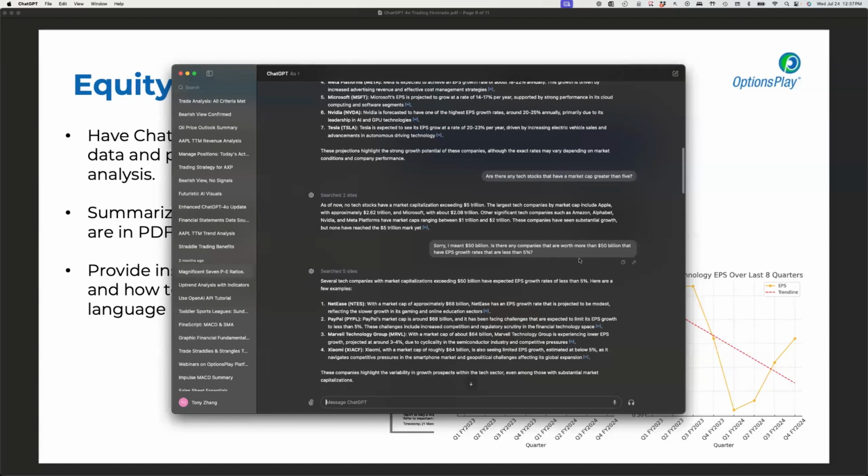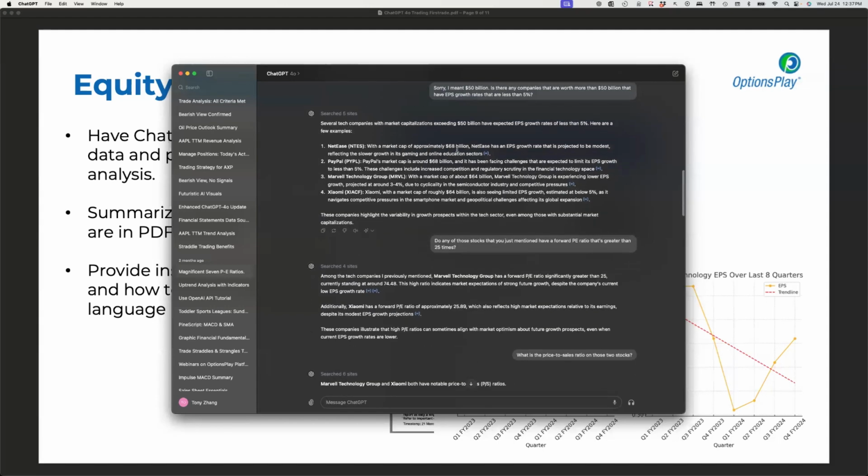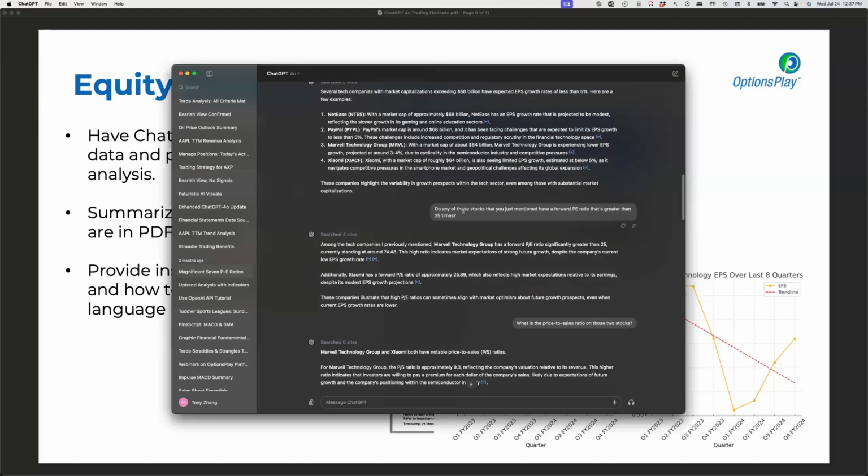And I said, are there any tech companies that have a market cap greater than 50 billion and an EPS growth rate that's less than 5%? It goes through that and pulls NetEase, PayPal, Marvell Technology, Xiaomi. These are all stocks that have market caps greater than 50 billion but a relatively low EPS growth rate. And then I asked, do any of these stocks have a forward PE ratio that's greater than 25 times?